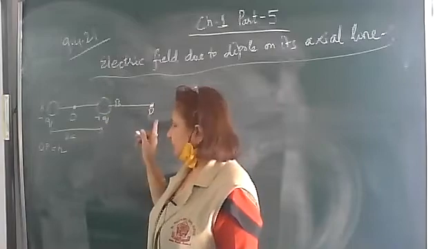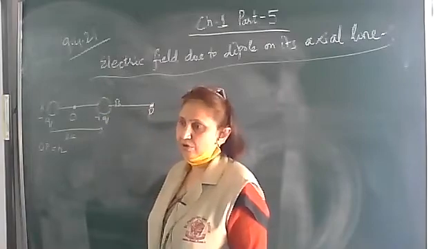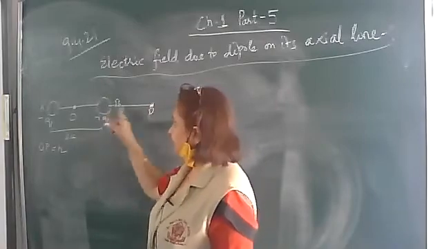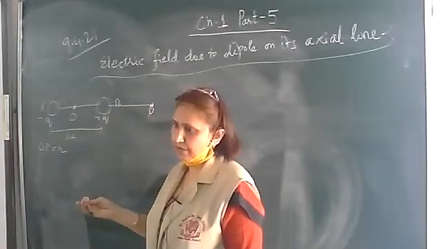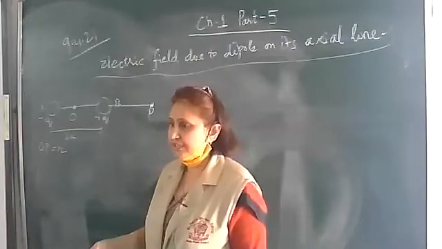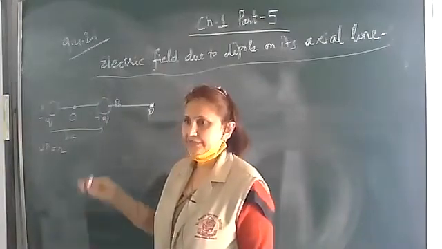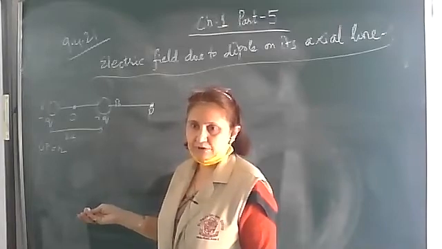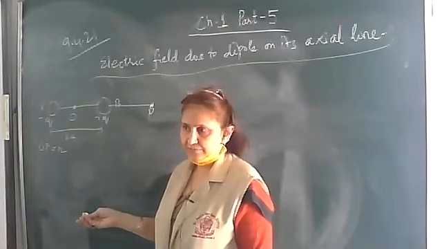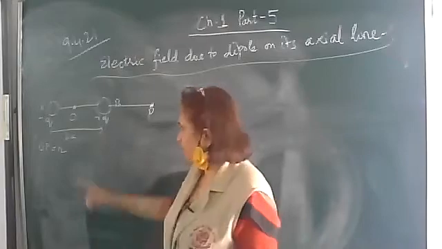Okay, and as electric field is a vector quantity, if both the electric fields are acting in the same direction, we have to add. If they are acting in the opposite direction, we have to subtract. If they are acting in different directions, then use the parallelogram law of vectors. This is how we find the resultant of any two vector quantities.